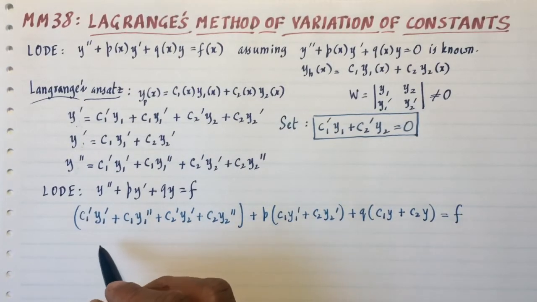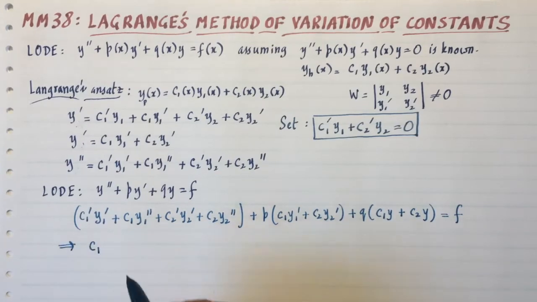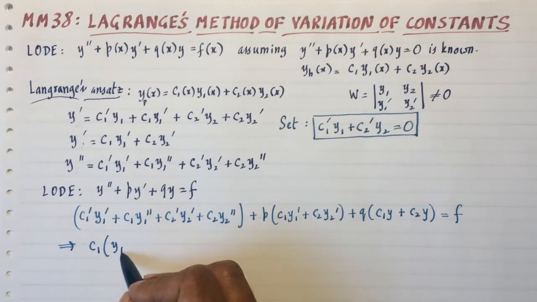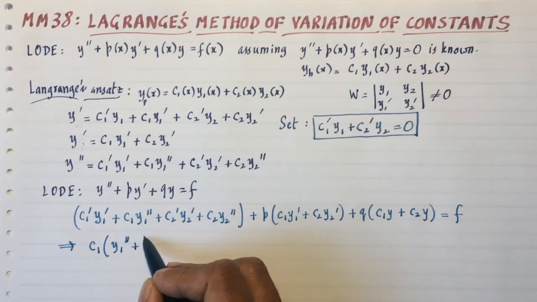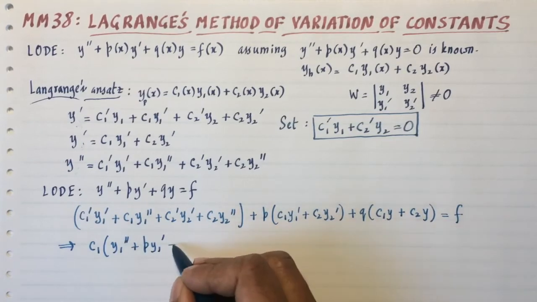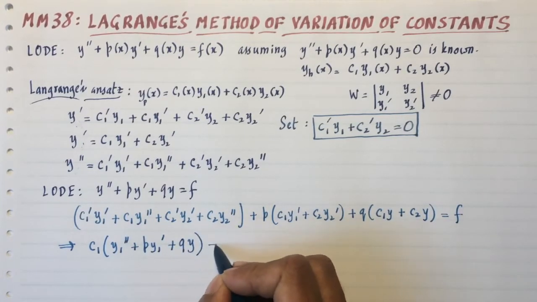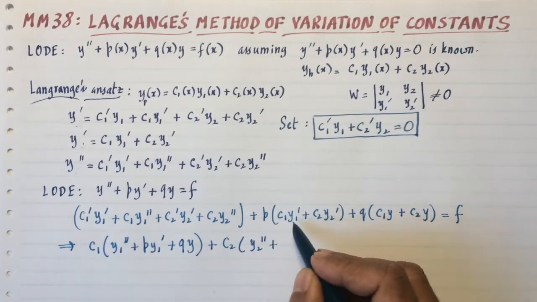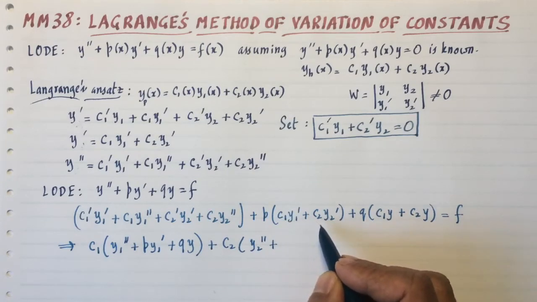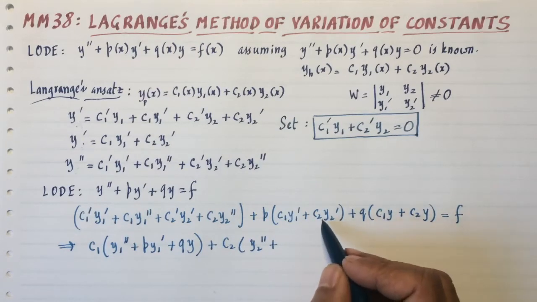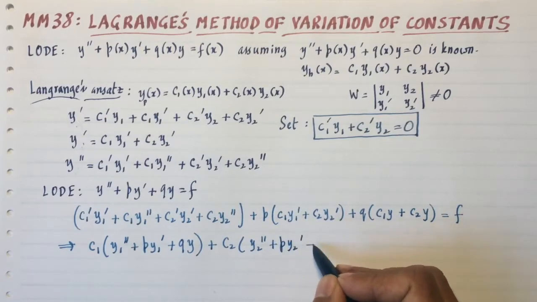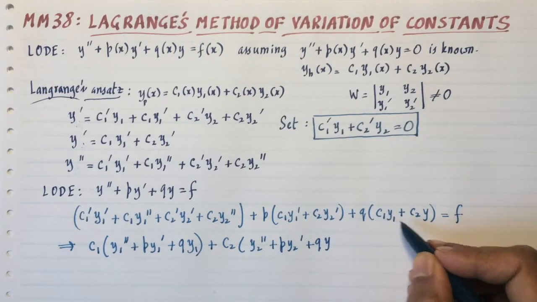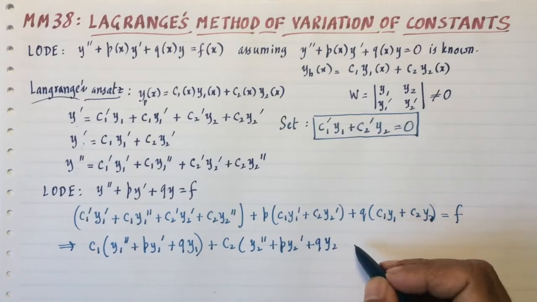Now let's just group together constants. C1 times things: C1 has got y1 double prime plus p y1 prime plus q y1, and C2 has got y2 double prime plus p y2 prime plus q y2.